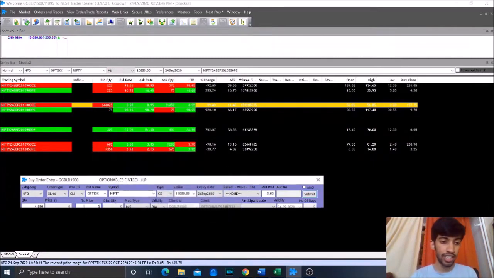Maybe I will not go ahead with a straddle. We'll just take a while and think about that. So 3 rupees, 2.9 will be my trigger price. 3 rupees, sorry.